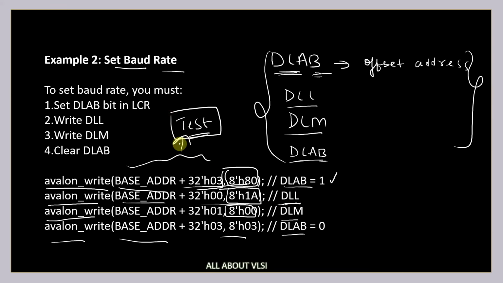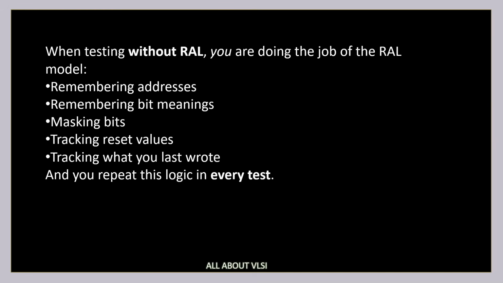Inside your test class, you are going to have different test cases where you provide the address, so that you select a particular register, and next you provide that particular data. So this is how you select and write a particular register from your test class. Now, what is happening if we are not using a RAL model? We are basically remembering the addresses, that is nothing but my offset addresses. And next we are also remembering the bit meanings.